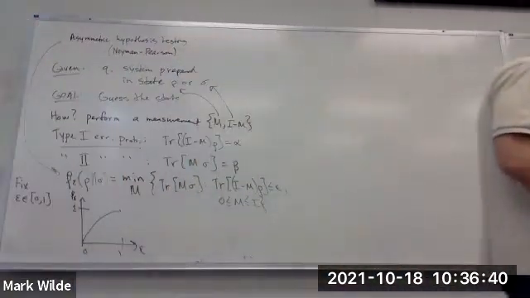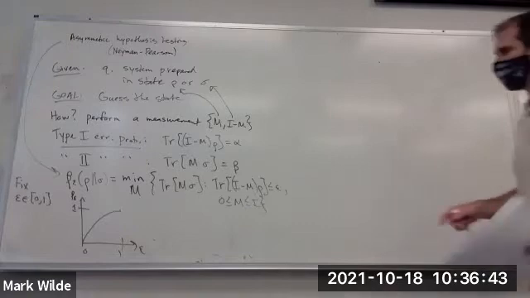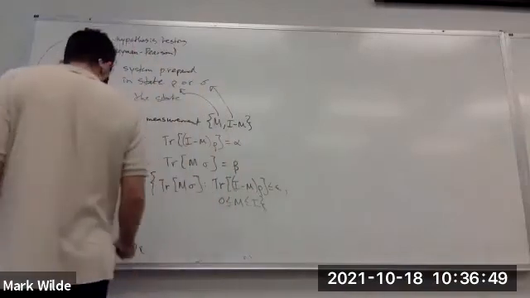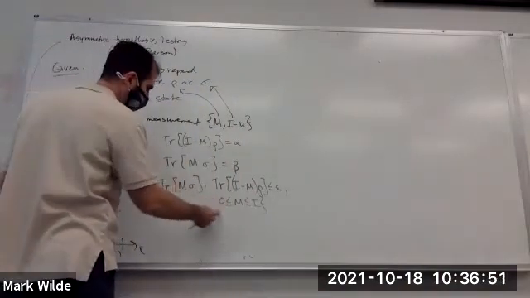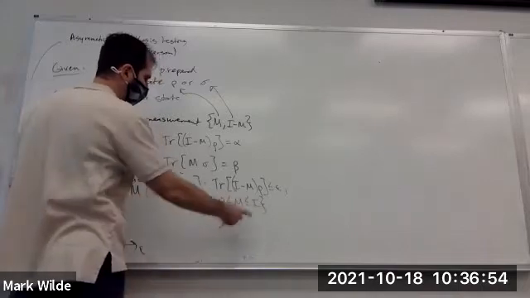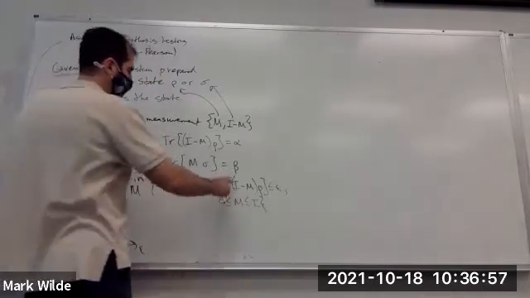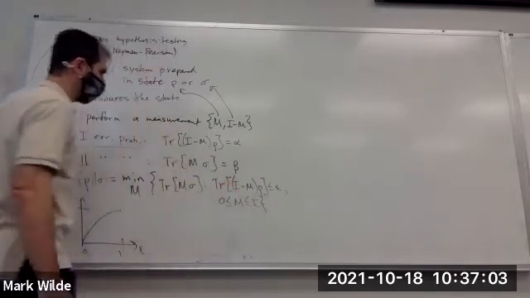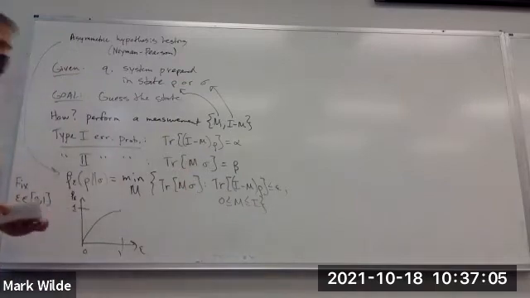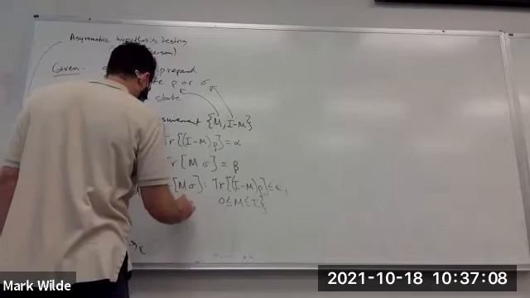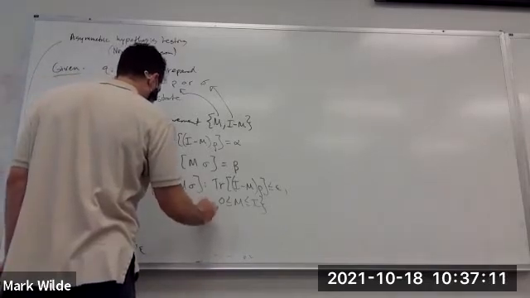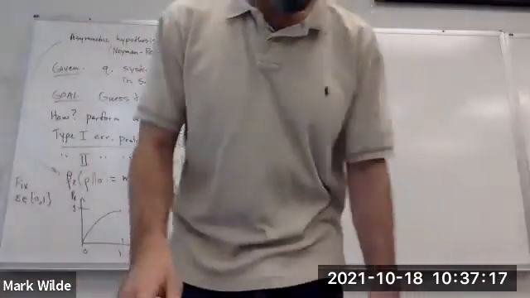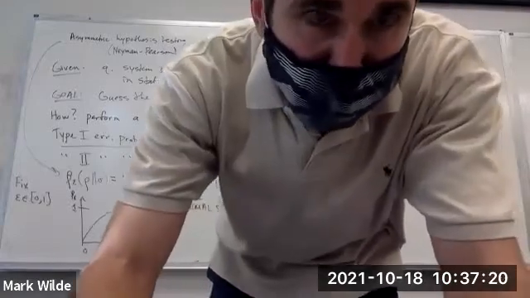Also, what's nice about this quantity is that it is a semi-definite program. We're minimizing over positive semi-definite operators M subject to the constraints that M is less than identity, so that's a measurement operator, and also that the type 1 error probability is less than epsilon. So this is an SDP, the primal SDP. And you can use these tools that we've talked about to calculate the dual SDP.